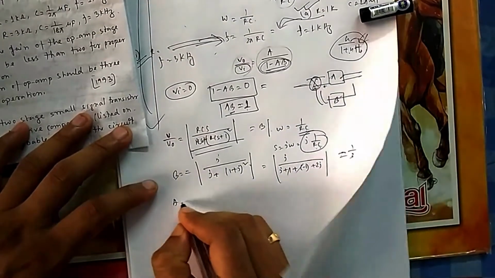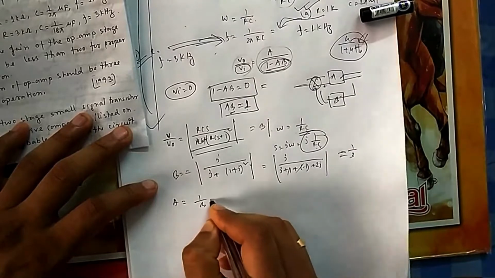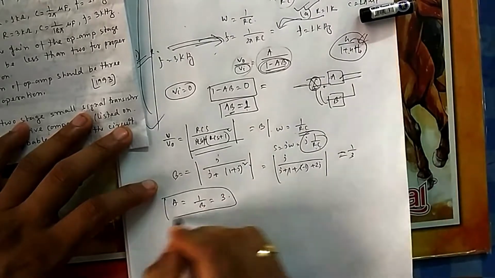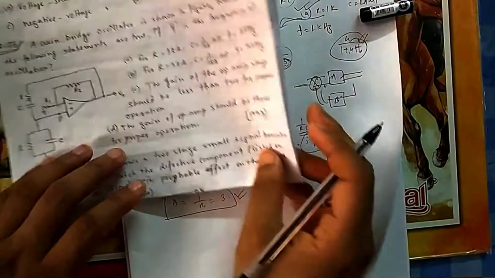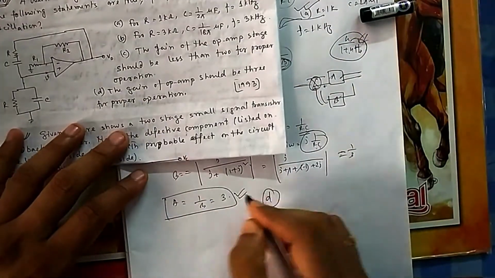So what is your A? So A will be equal to 1 by beta. So your gain, the forward path gain, should be 3. That is your option D. The gain of the op-amp should be 3 for proper operation.